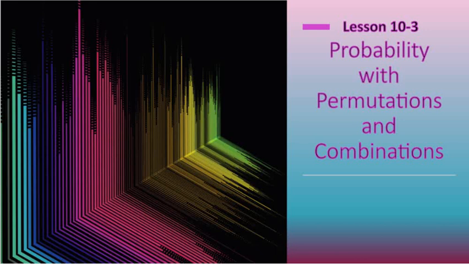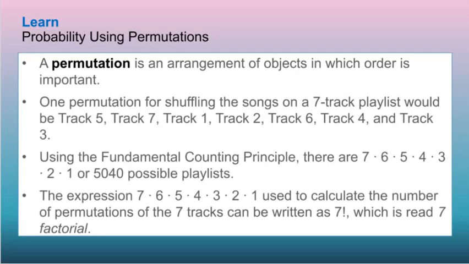Lesson 10-3, Probability with Permutations and Combinations. A permutation is an arrangement of objects in which order is important. One permutation for shuffling the songs on a 7-track playlist would be track 5, track 7, track 1, track 2, track 6, track 4, and track 3.